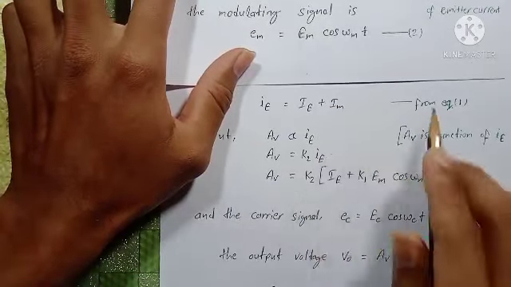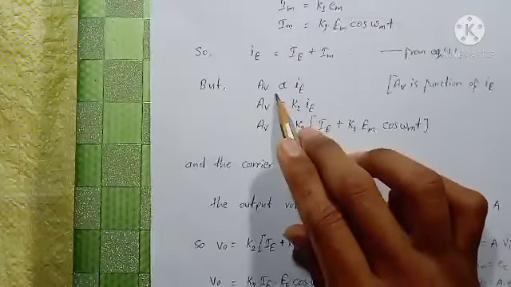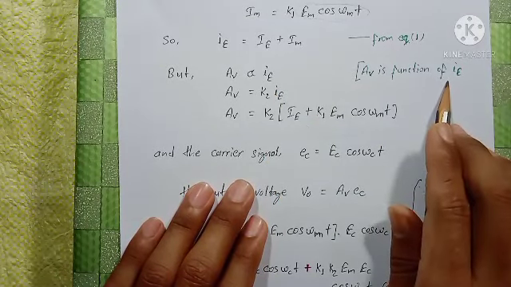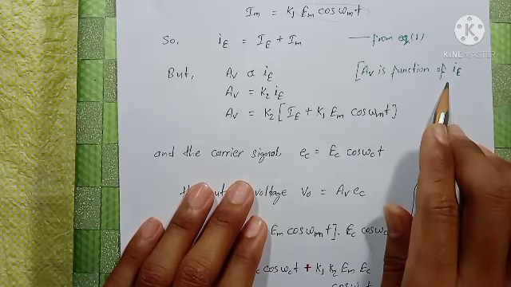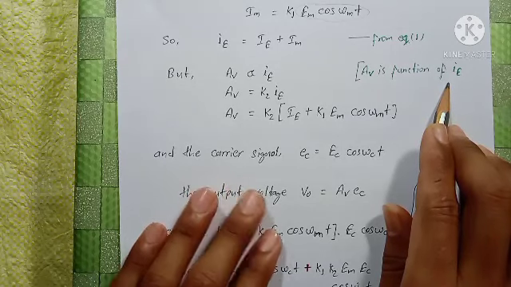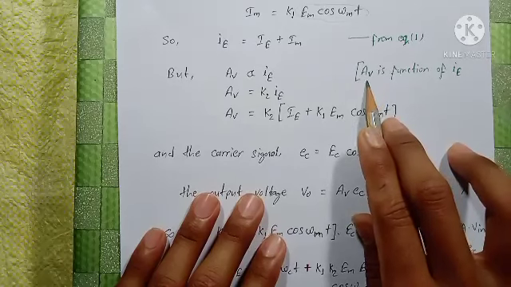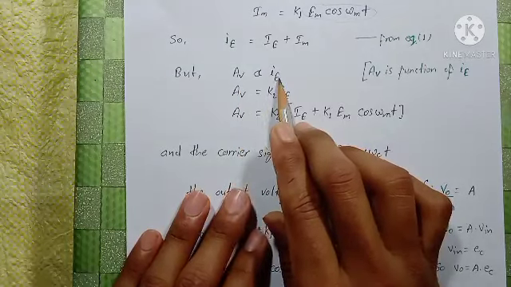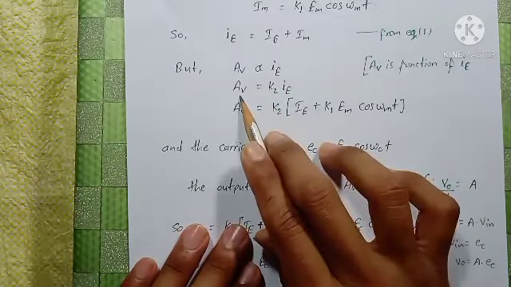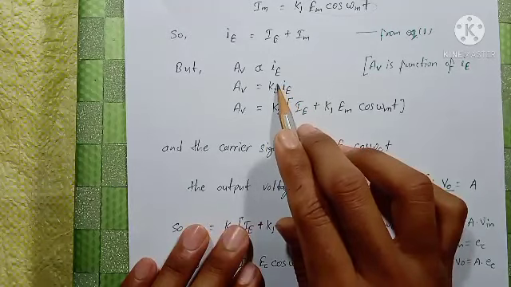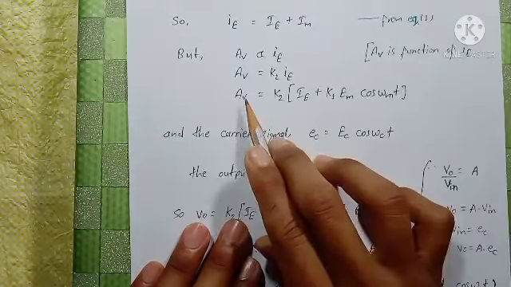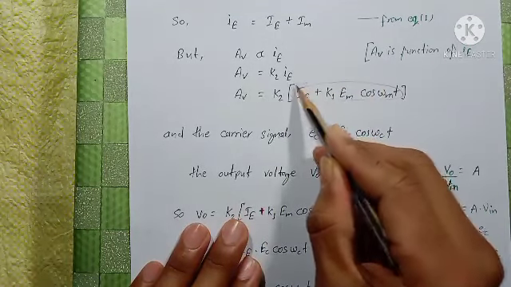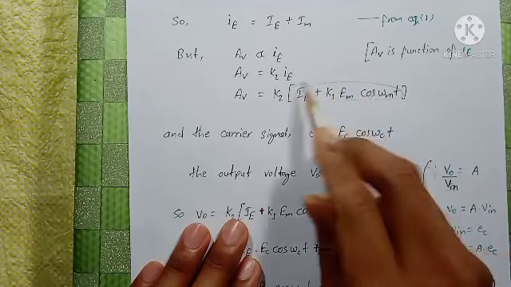From equation first, we know that AV is directly proportional to IE. Here AV is a function of IE. We know that the voltage amplification of the amplifier AV is a function of the emitter current IE, so AV is directly proportional to IE. We write AV is equal to K2 IE, where K2 is a constant, and this is the value of our IE.